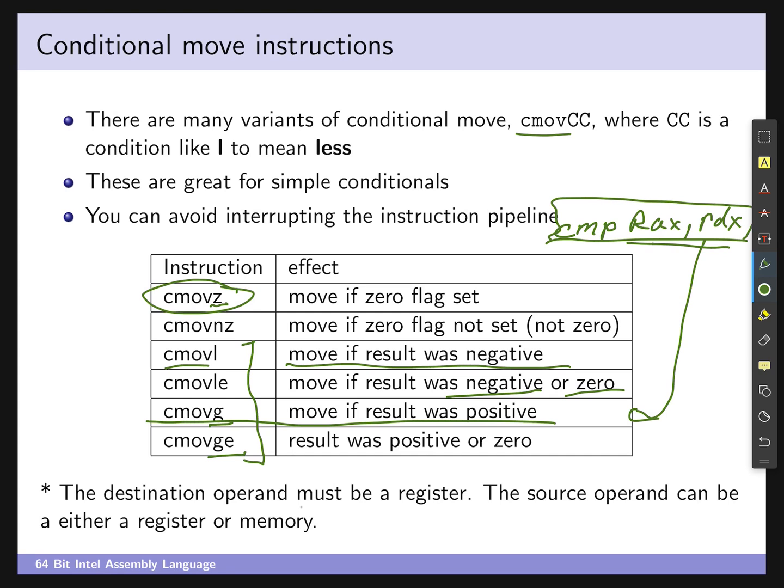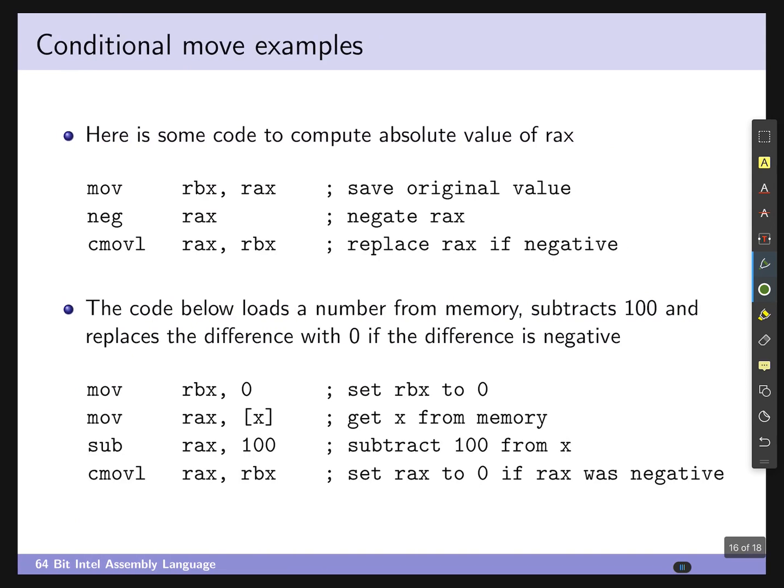Okay. Now, one thing just to keep in mind with conditional moves is that the destination operand must be a register. The source can either be a register or memory, but the destination has to be a register. So there's a little bit more constraint on a conditional move than with a traditional move, where I could store a value directly into memory. In the case of a conditional move, the destination has to be a register. Okay, so let's look at two examples of actually doing a conditional move.